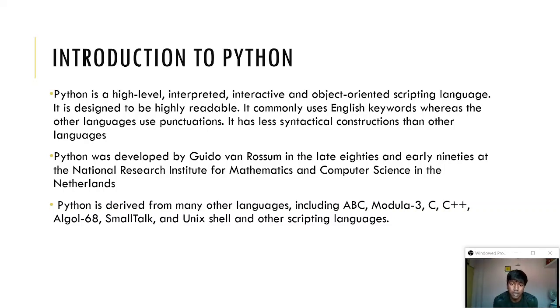Python was developed by Guido van Rossum in the late 80s and early 90s at the National Research Institute for Mathematics and Computer Science in the Netherlands. Python is derived from many other languages, including ABC, Modula 3, C and C++, Algol 68, Smalltalk, and Unix shell and other scripting languages. As I said, Python is an easier language which has been derived from all the other complex languages. It is an easy language for beginners.